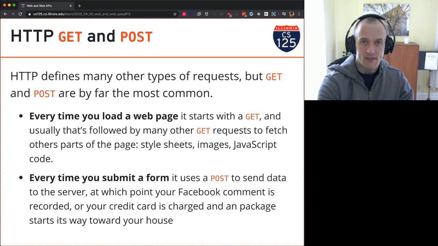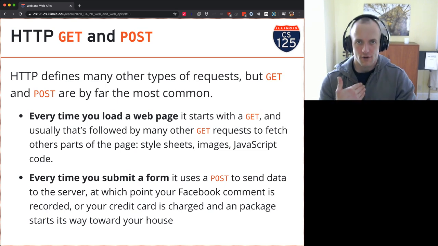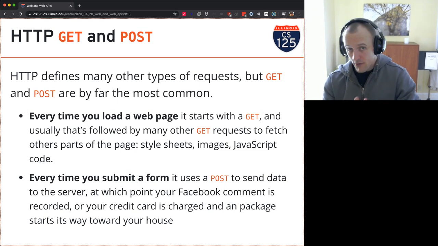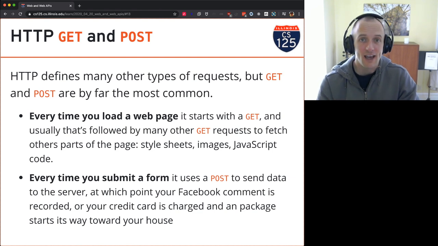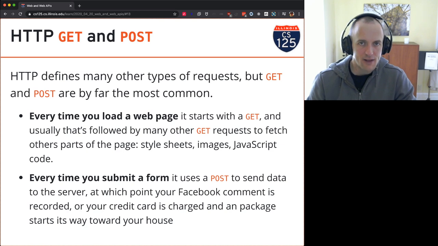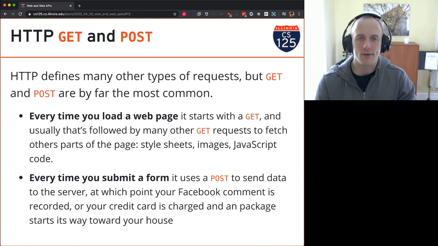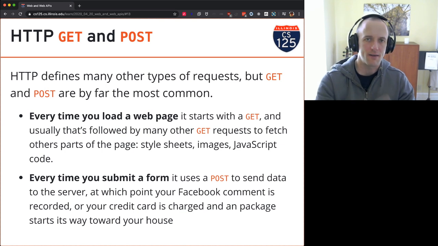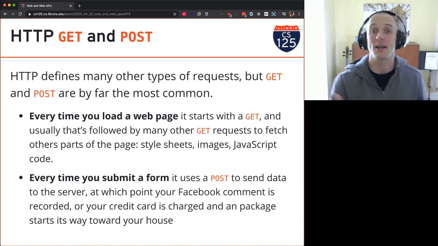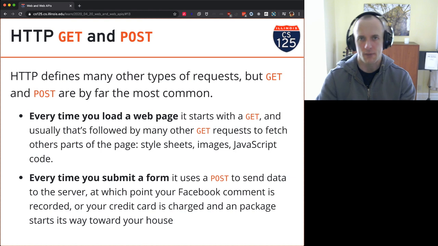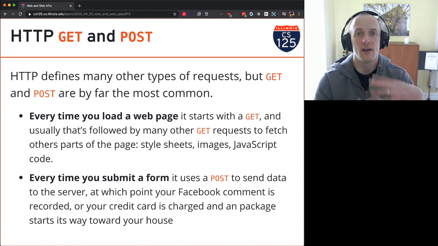The GET request is used to get data from the server to your web browser. A POST request works the opposite way. A POST request sends data from your client to the web server. Think about both of those modalities on something you might be familiar with. Let's say you're shopping online, browsing from page to page. Every time you go to a new page, it's a new GET request.